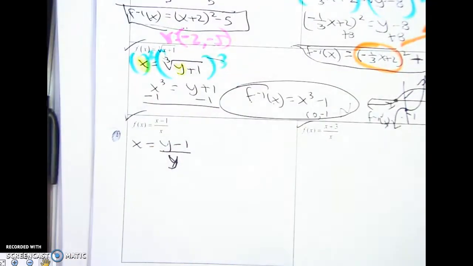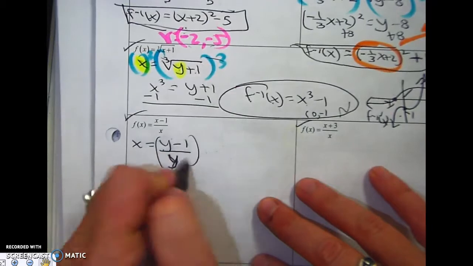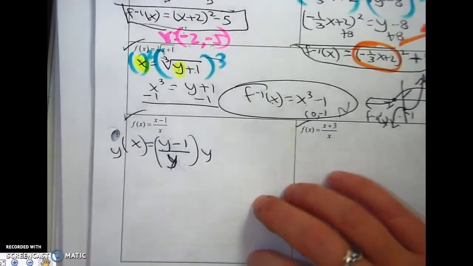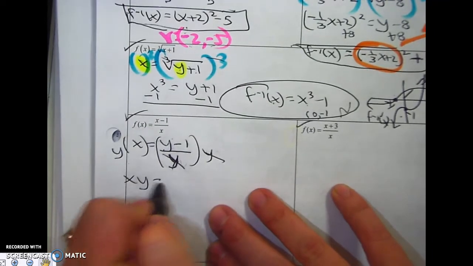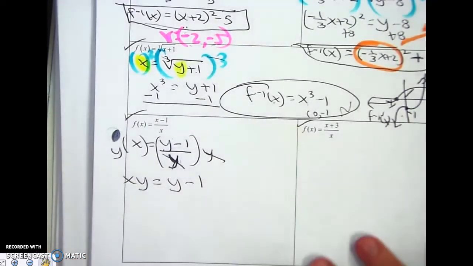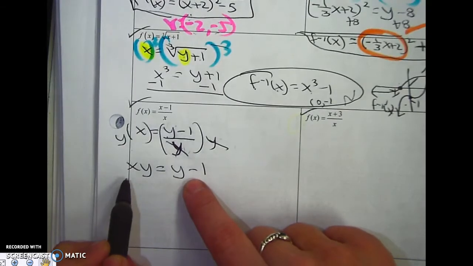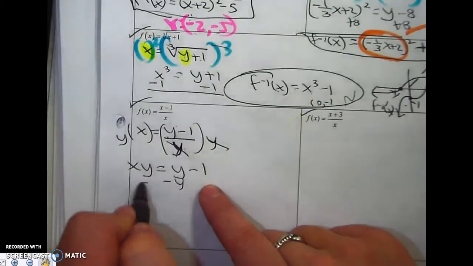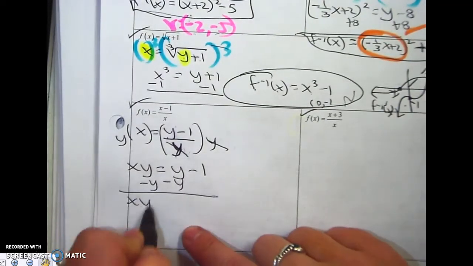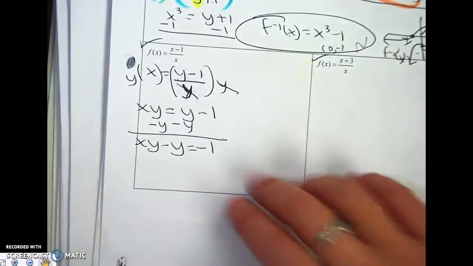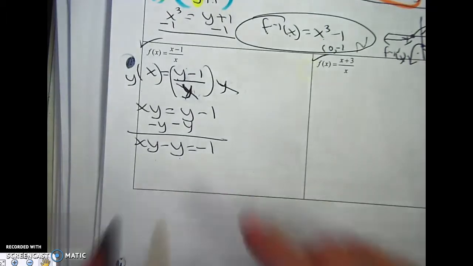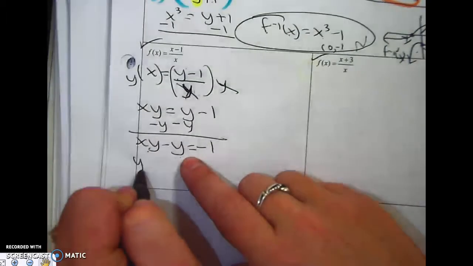But what's going to work for me is I'm going to multiply both sides by y. When I do that, that's gone, and I'm left with xy equals y minus 1. Now the problem is my y's are on different sides. So I'm going to get them on the same side, and then I'm going to factor this side because they both have a y. So I just moved things around. I'm going to take out a y.